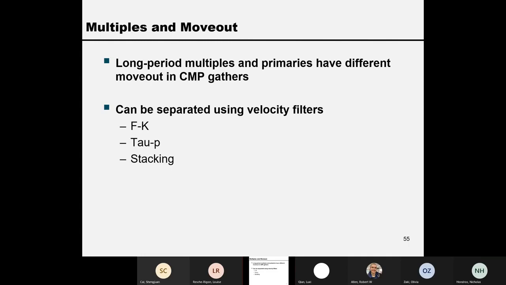But in practice, we learned that one powerful but brute-force technology is the inner mute, right? After NMO, we do inner mute. We mute near offset traces before we do a stack, right? So we already learned this method for multiple removal. All these three are based on the velocities, right?